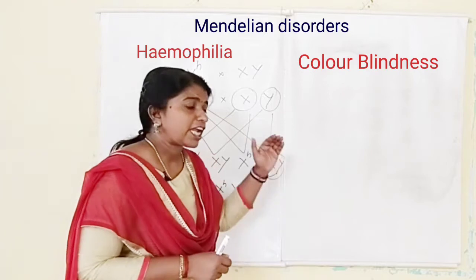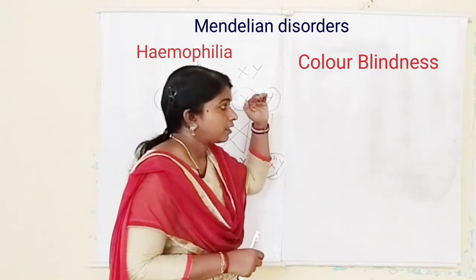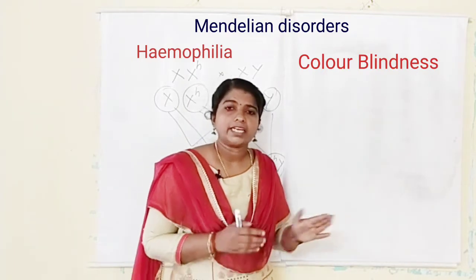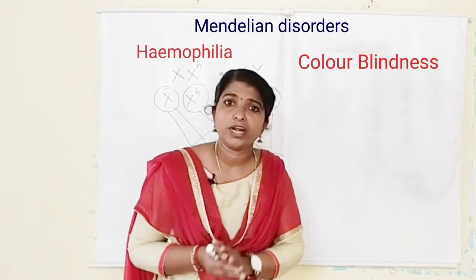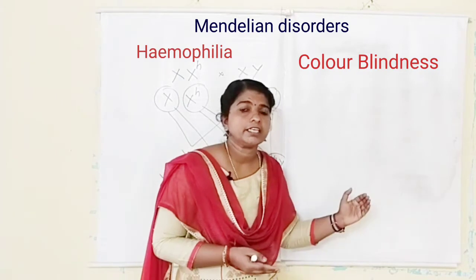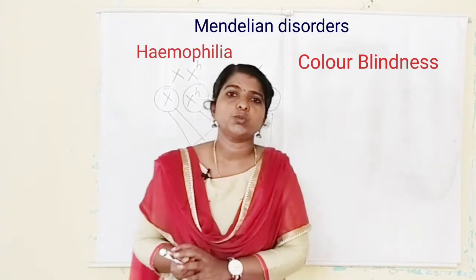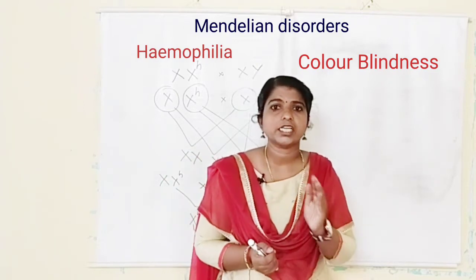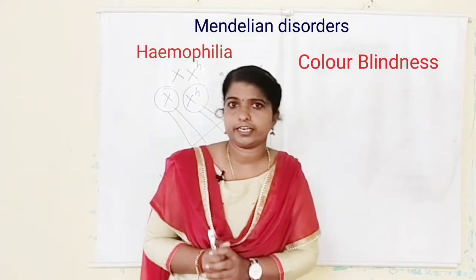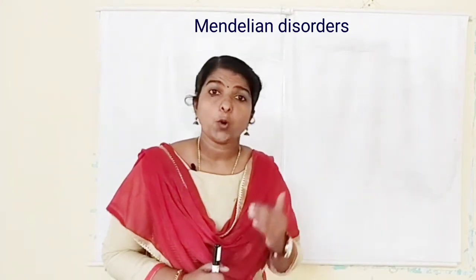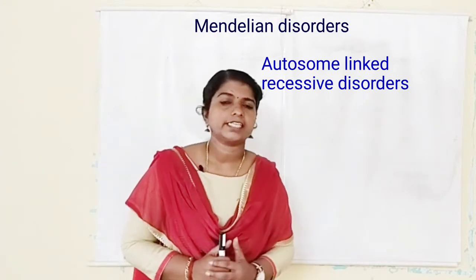Here also the transmission is from a carrier mother to the son. The female becomes colorblind only when the mother is a carrier and the father is affected. These two disorders are sex-linked recessive inheritance. Now we can study the next type, that is autosome-linked recessive disorder.